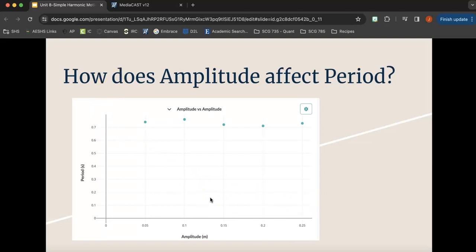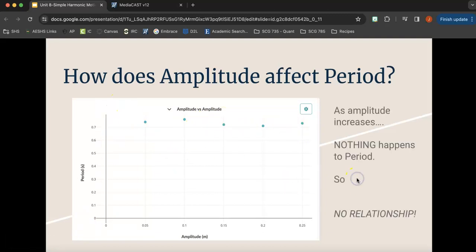Is it linear? Linear would mean either as amplitude gets bigger, period gets bigger, or as amplitude gets bigger, period gets smaller, but that change is constant for every equal increase of amplitude. That's not happening either. What we say is that as amplitude gets bigger, there's really no change in period at all. That means there is no relationship. It is just a horizontal line.